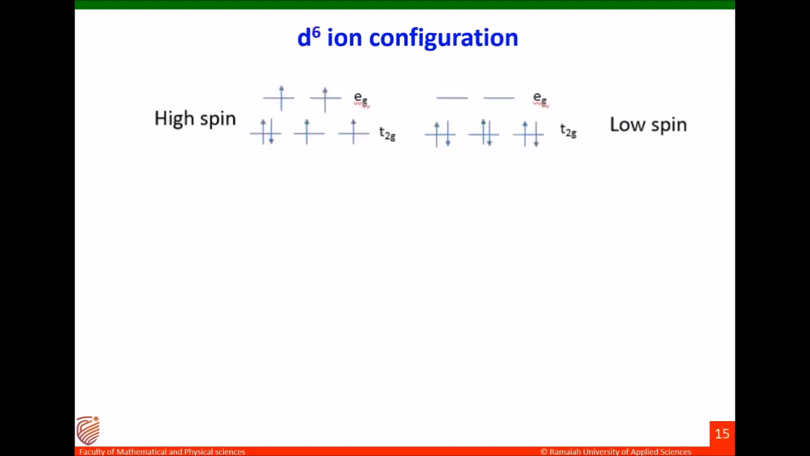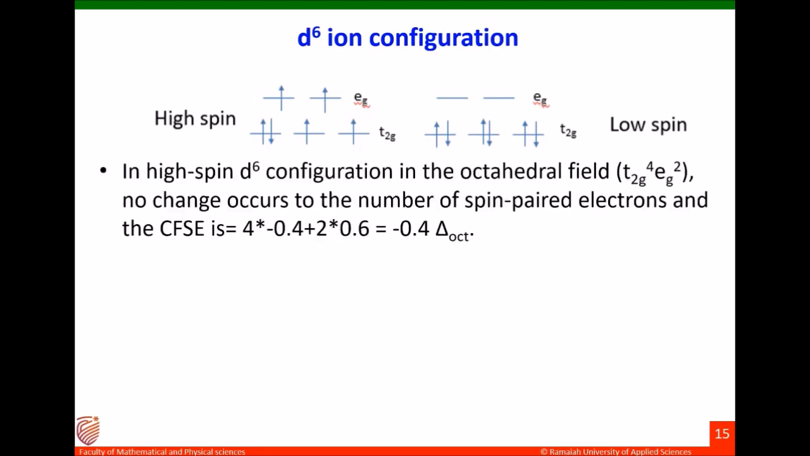Consider the d6 ion configuration. In a spherical crystal field, one d orbital contains spin paired electrons and each of the 4 other orbitals is singly occupied. On going to the high spin d6 configuration in the octahedral field, the electronic configuration will be t2g4 eg2 high spin, because 4 electrons will be in t2g and 2 electrons will be in eg. Here no change occurs to the number of spin paired electrons, and the CFSE we can calculate very easily: 4 into minus 0.4 plus 2 into 0.6 equals minus 0.4 delta octahedral.